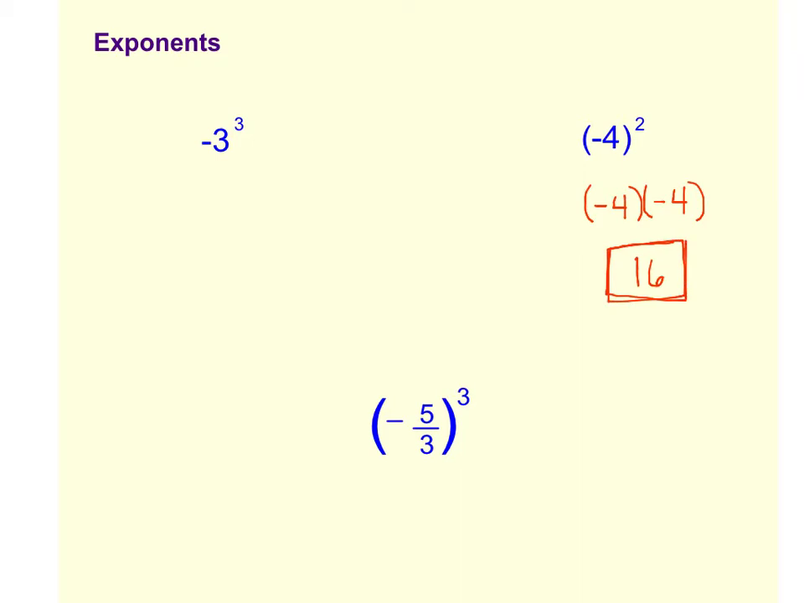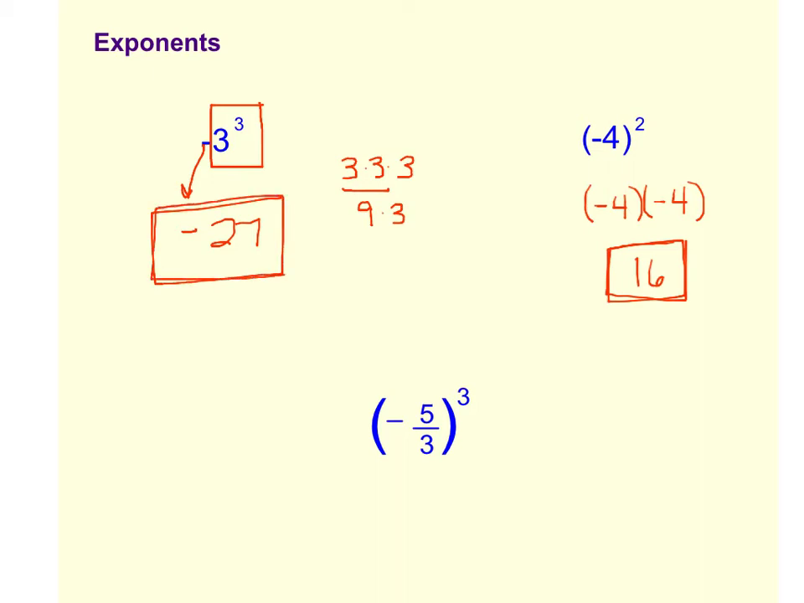Now if we look to the left at this negative 3 cubed, because there are no parentheses to keep that negative with the 3, we do not have a negative base. What we do is the exponent first. So 3 cubed is 3 times 3 times 3. Well, 3 times 3 is 9, and 9 times 3 is 27. So 27, and then that negative has to come down for our final answer right there.